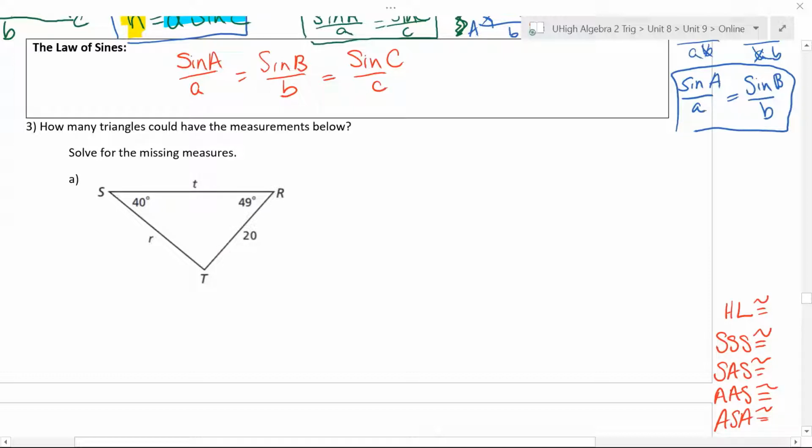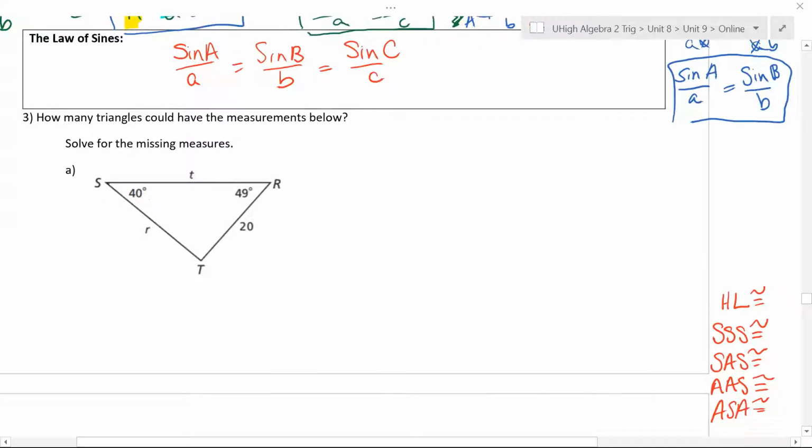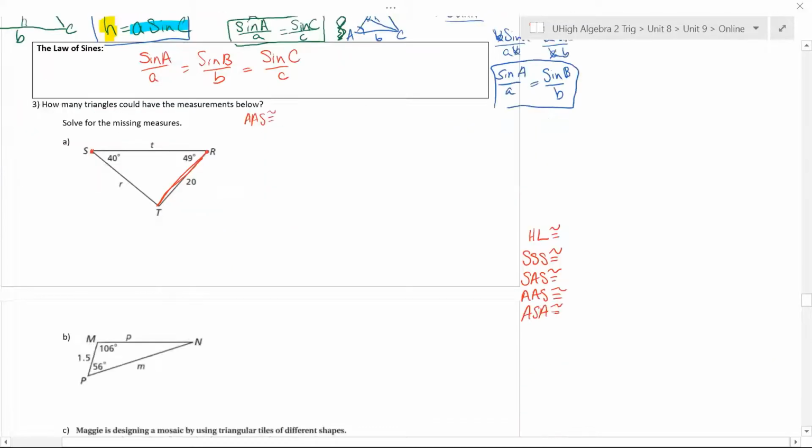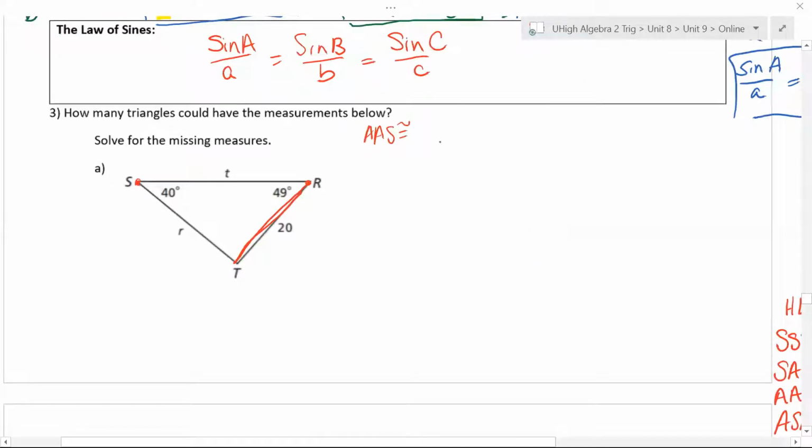Angle, angle, side would mean I have an angle, then another angle, and then the side next to it. So in this triangle, I have an angle and a side length. So right here, I do have one of these congruence postulates. I have angle, angle, side congruence. So how many triangles can have the measurements below? Since I have this congruence, I'm sorry, my computer's flipping out. I can only have one triangle.